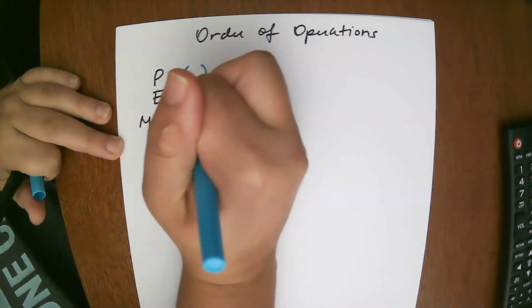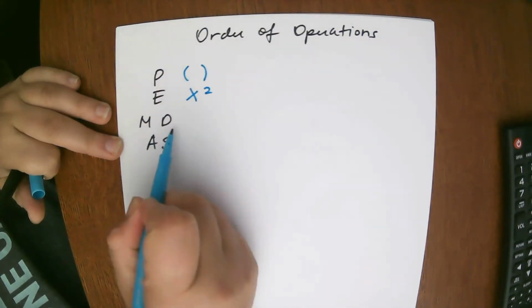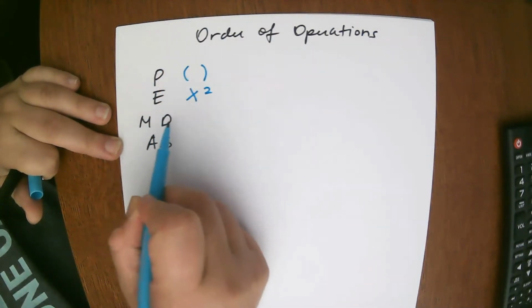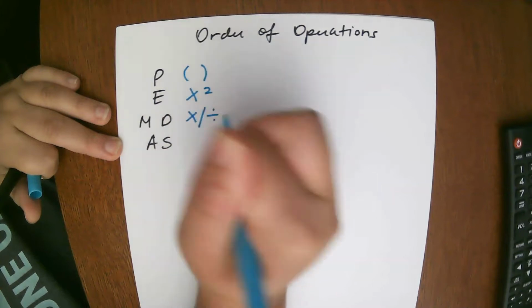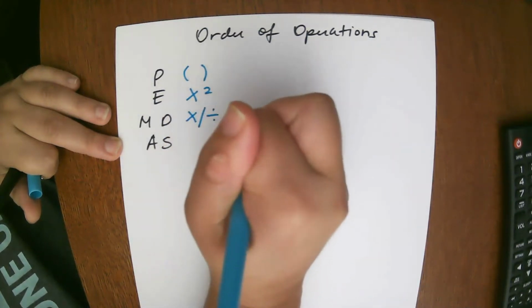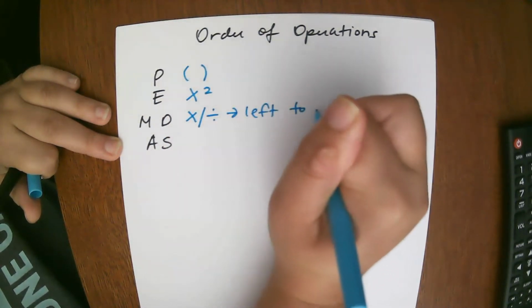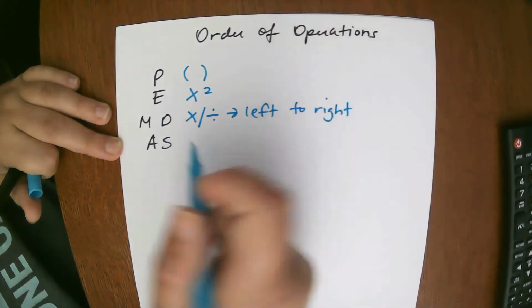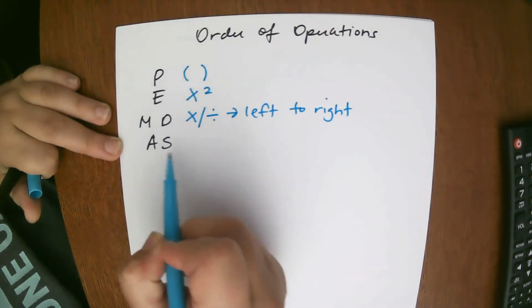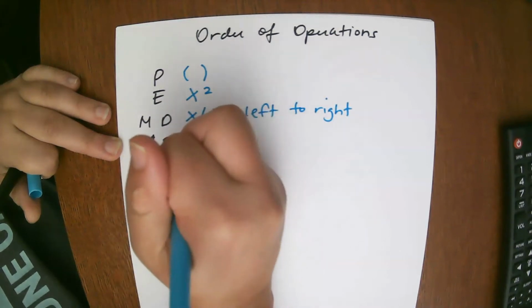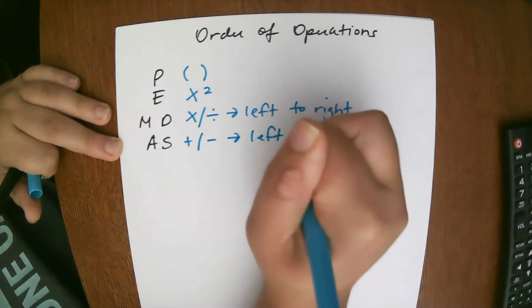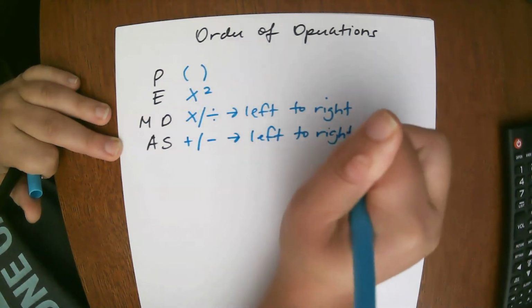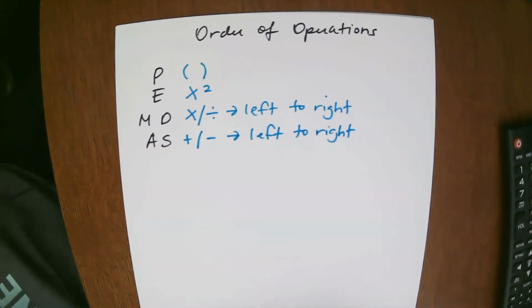Okay, then we tackle exponents, multiplication and division. Notice they're kind of on the same row, in the same order of importance. So when we get to multiplication or division, we always solve from left to right, whatever comes first, because they're both equally as important. Same with addition and subtraction. When you have addition or subtraction, you solve from left to right. They're both important, so whatever's furthest to the left, that's what you're going to tackle first.